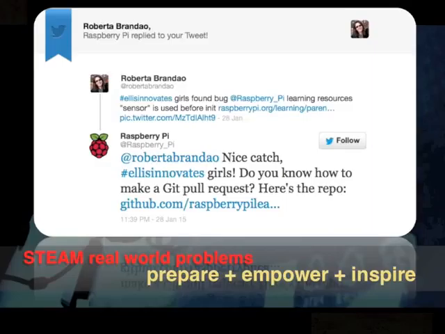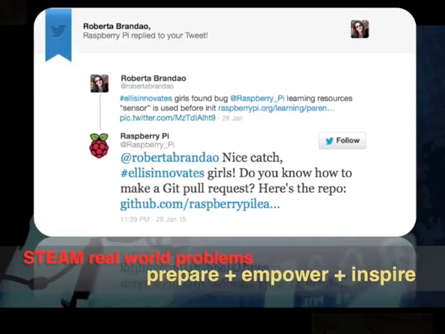So one of the wonderful things I find about working on real-world problems is that they truly prepare, empower, and inspire the girls. When the sensor team was looking at the code they found at the Raspberry Pi Learning Resources, they found a bug. The sensor was not working, and they realized that there was a problem with a variable. So I tweeted the problem, and the Raspberry Pi team immediately tweeted us back.